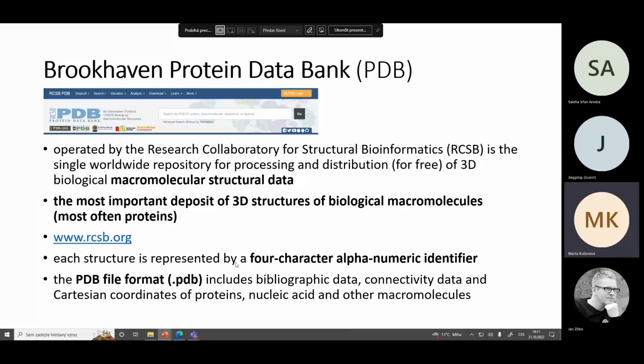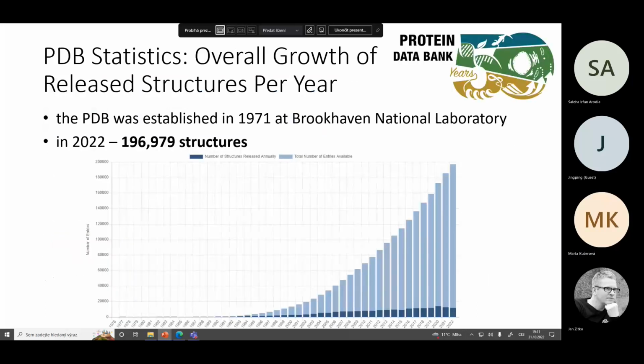Each structure is represented there by a 4-character alphanumeric identifier, the PDB code. And the structure is downloadable in the PDB file format. Similarly to small molecules, where we have SD files or MOL files, this file also contains the Cartesian coordinates for every atom in the protein, also the connectivity data, bibliographic data, and so on.